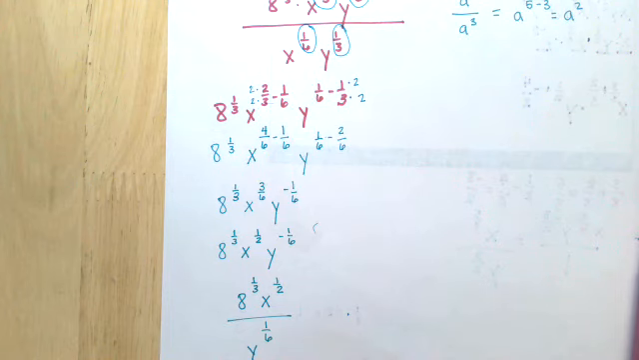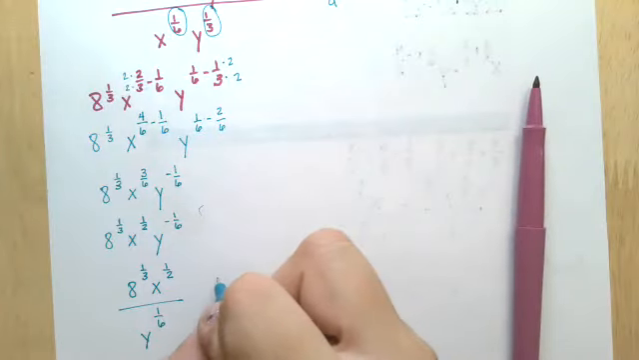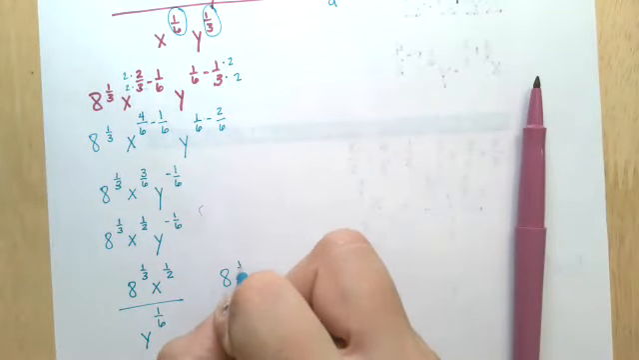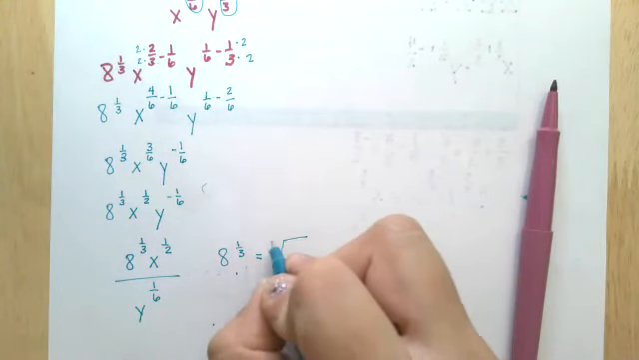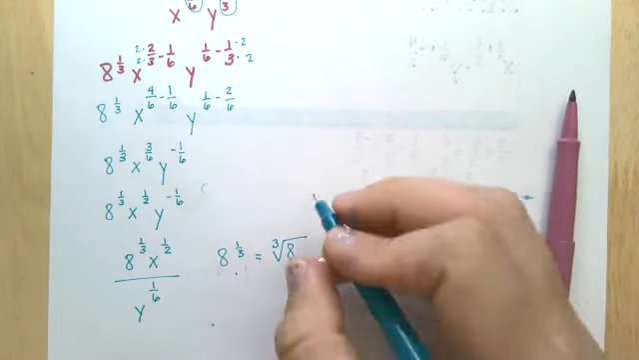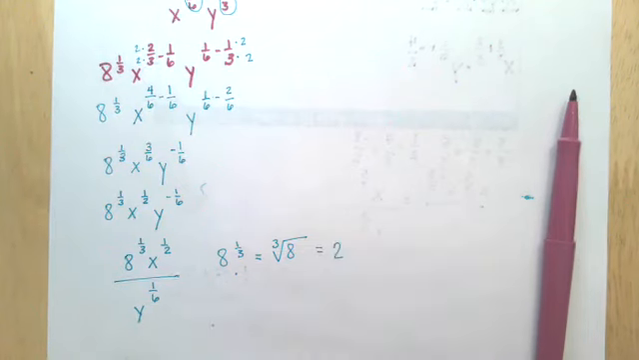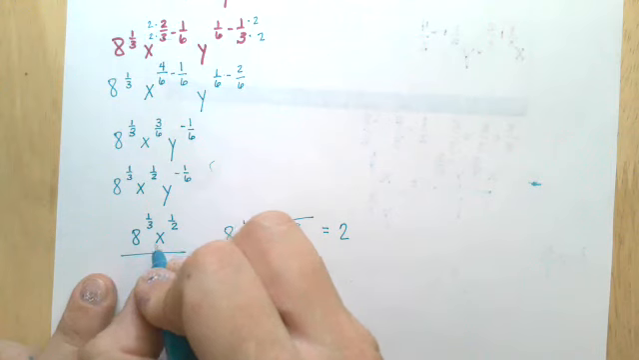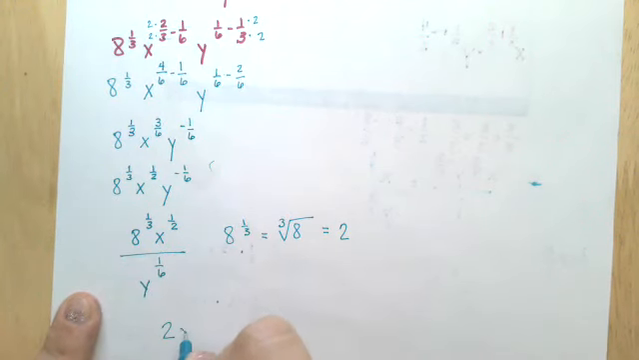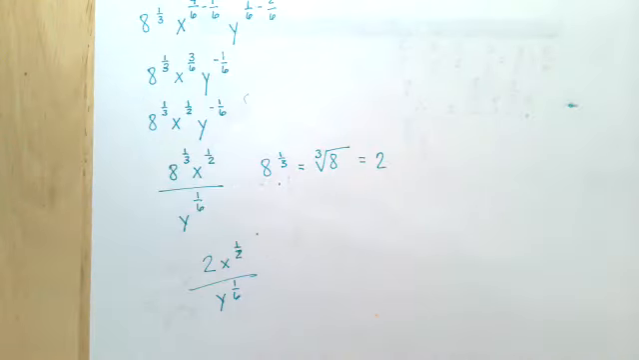If you want to do 8 to the 1/3, 8 to the 1/3 is the cube root of 8, which is 2. So you could say 2 x to the 1/2 over y to the 1/6. All right. And those are our exponent problems.